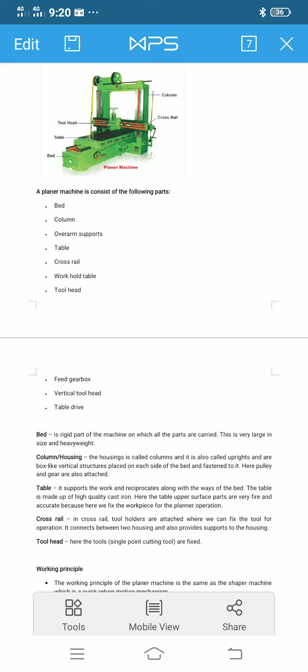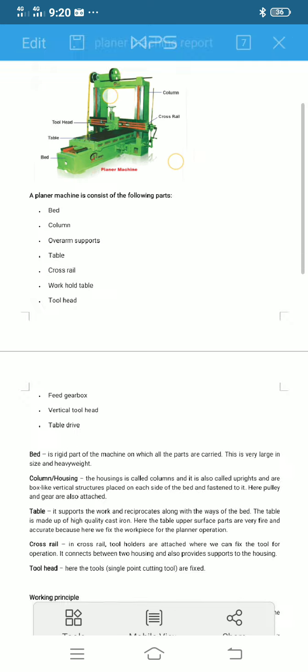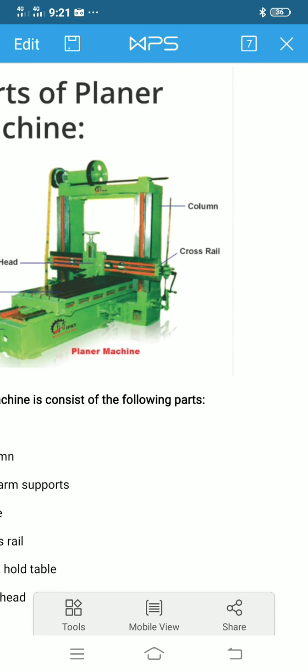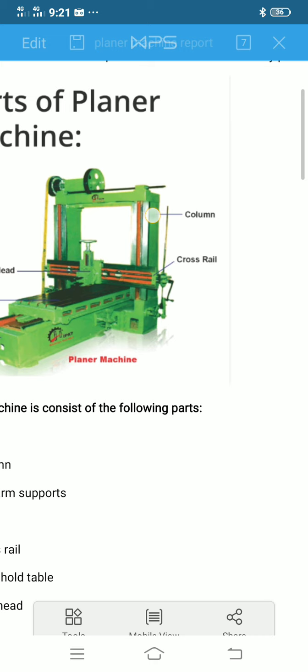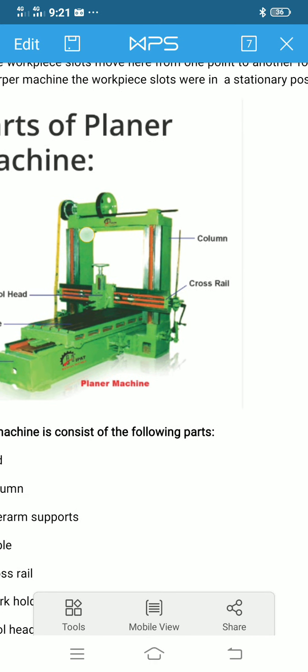Number 2, housing or column. Housing is a rigid box-like vertical structure fastened on each side of the bed. They are also called uprights. These are heavily ribbed to take the heavy load during cutting action.